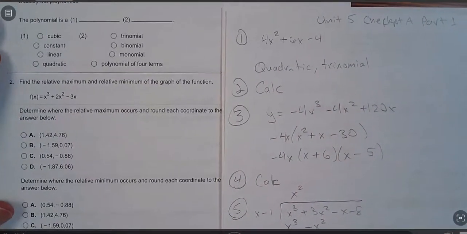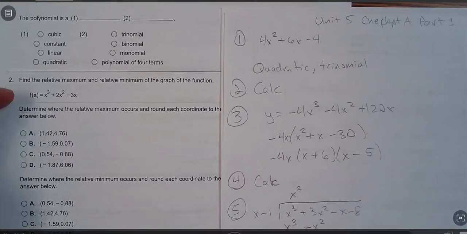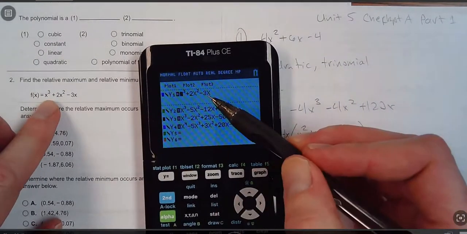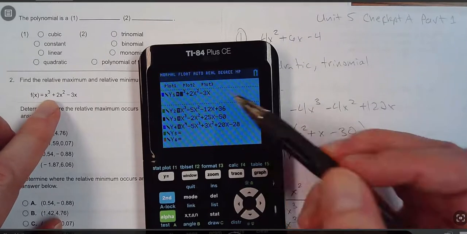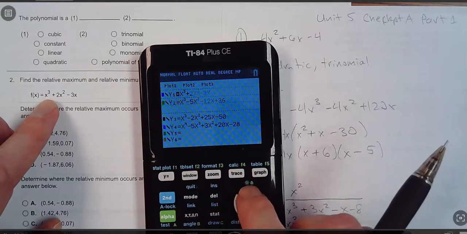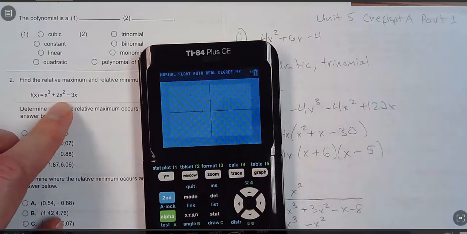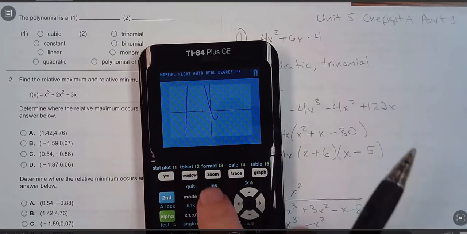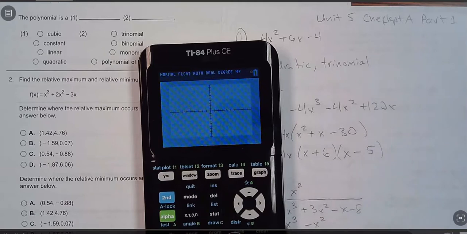Number 2 says to find the relative mins and maxes on the calculator. So first off, type it in there. I got it typed in the first spot here. I'm going to graph that. I'm actually going to turn these other ones off because I don't want to see them when I graph it. Those are future problems. So type it in, hit graph. I may need to change this a second. There we go.